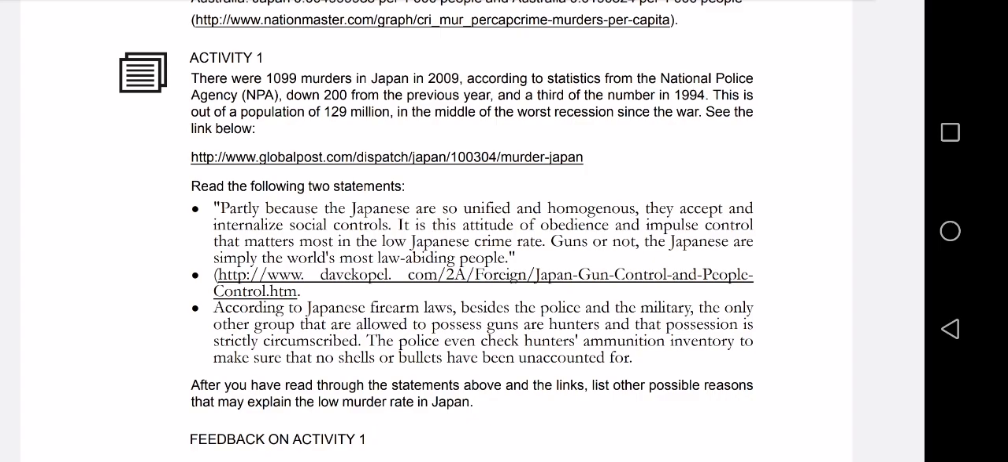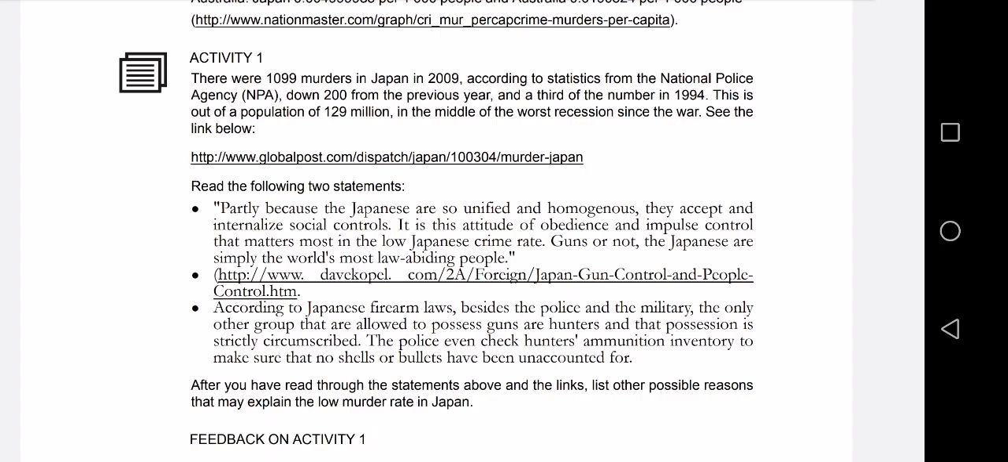As a website says, according to the Japanese firearm laws, besides the police and the military, the only other group that are allowed to possess guns are hunters, and that possession is strictly circumscribed. The police even check hunters' ammunition inventory to make sure that no shell or bullet has been unaccounted for.